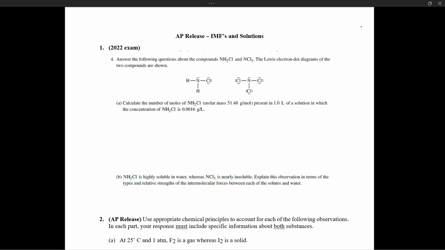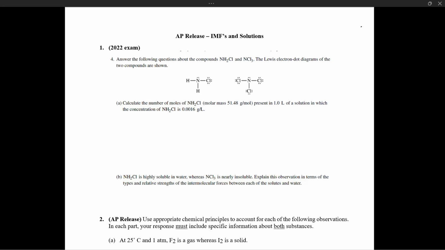All right, welcome. In this video, we're going to talk about some of these practice problems involving both intermolecular forces and solutions. And so these are all released from old AP exams. So let's take a look at this one from the 2022 test first. And we're looking at two compounds right here.